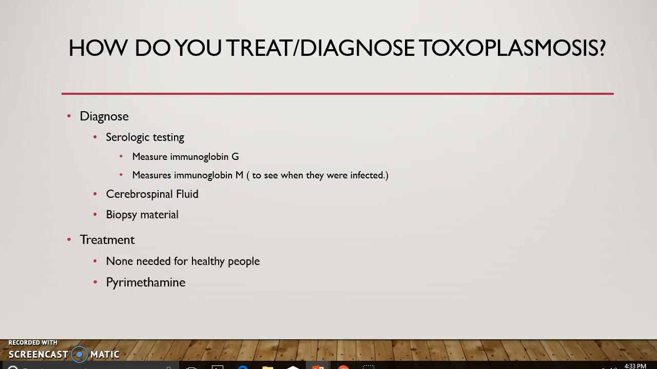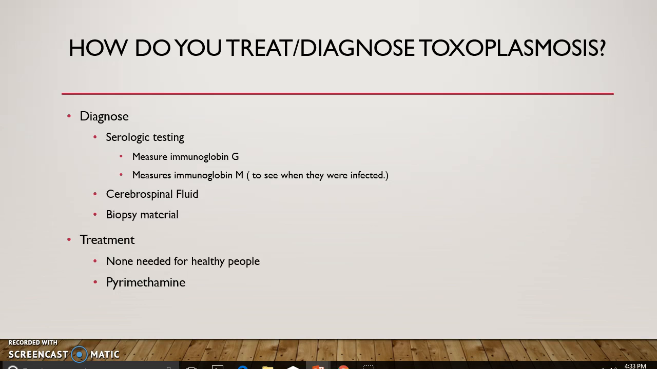Some of the ways that we can diagnose toxoplasmosis is serologic testing. This is what I was talking about, the immunoglobulin M tests to see when you were infected with this parasite. This is what they use to test mothers to see when they were infected in order to know if the child is at risk. It also measures the immunoglobulin G. This is the test that shows you if you do have it, and the immunoglobulin M shows when you contracted the parasite.